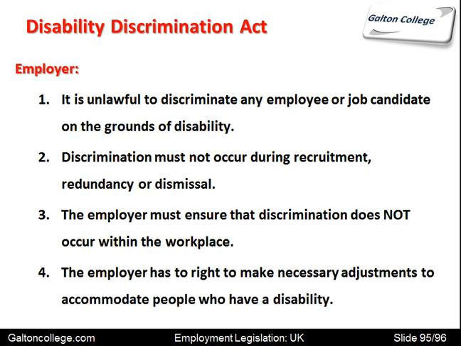The employer has the right to make necessary adjustments to accommodate people who have a disability. So the employer can change around the organisation and can reorder the business, perhaps in line with the employment of people with disabilities. But the single thing to bear in mind right throughout this session is the person's capacity to perform the task that's required. If they have the capacity to perform the task, that's all that's needed. And they should be judged on that and that alone.